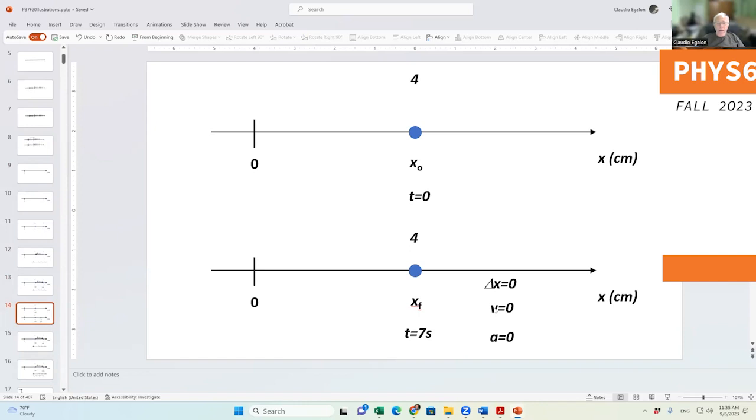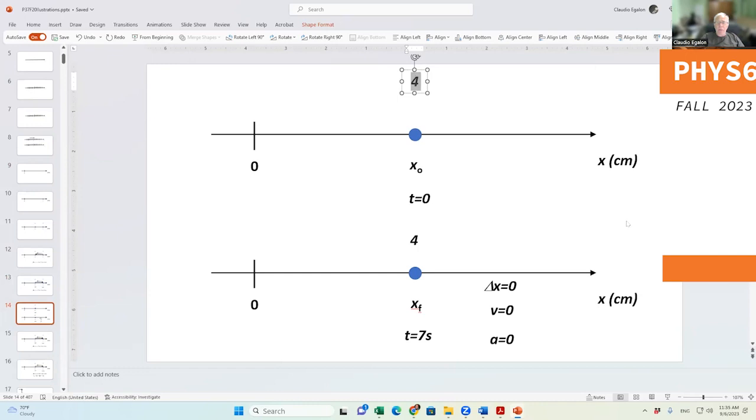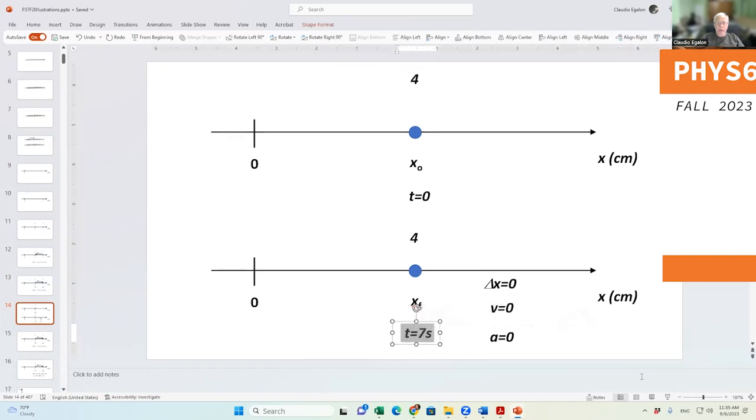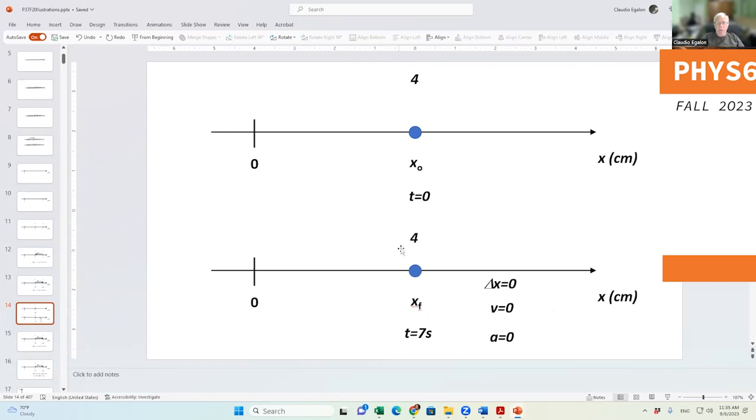Now, if at time t equal to 0, the particle is at this position, 4 centimeters, and later on, let's say 7 seconds later, the particle stays at this position, 4 centimeters, the displacement is going to be 0. The displacement of the particle is going to be 0. What else do we have to know? Let's talk about the units of the displacement.